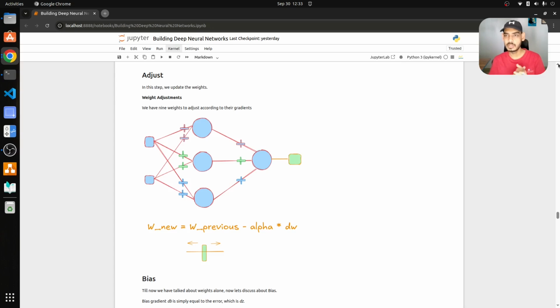So now let's talk about adjustment. We have calculated the gradients in the previous step. Now we want to update our weights, which were initialized randomly. Across each layer and each weight, we want to use the gradients to get a new weight. The formula is W new equals W previous minus alpha times dW. We previously discussed alpha, which is your learning rate, which helps the neural network find the optimal value of the loss function, the optimal value for the MSE.